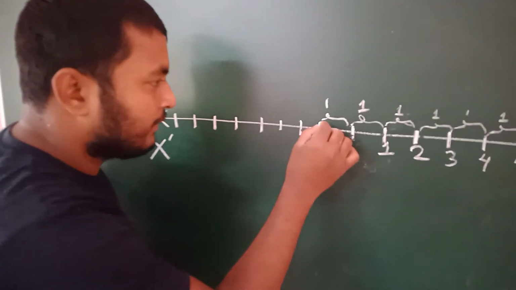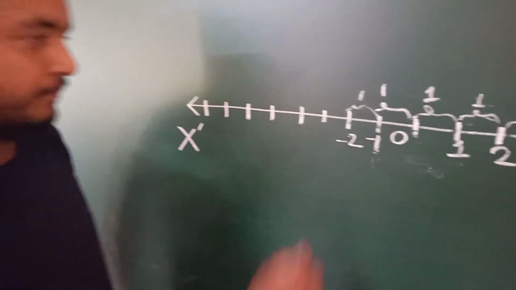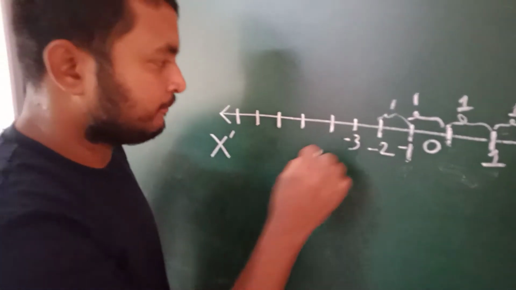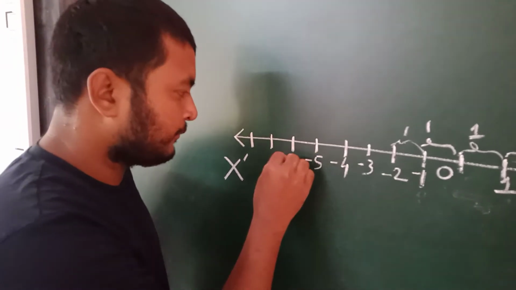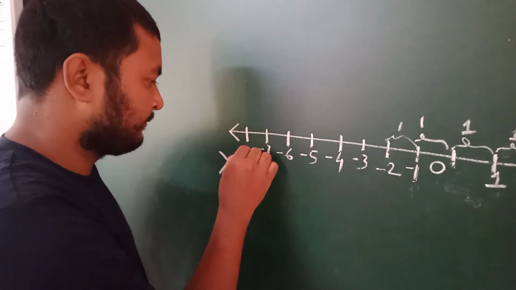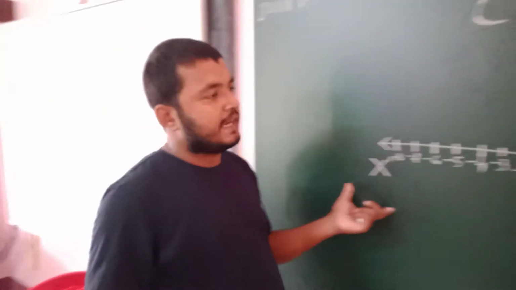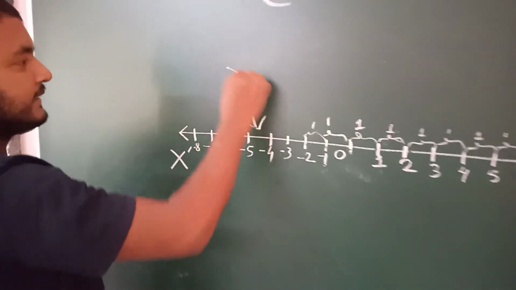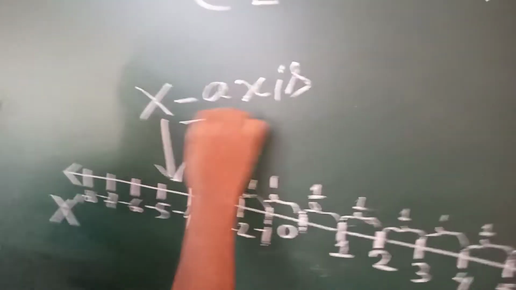Like the same way, this one is also 1 unit, so I write here -2. Here I write -3. Here -4, -5, -6, -7, -8. So this is the x-axis. This horizontal line is called the x-axis.